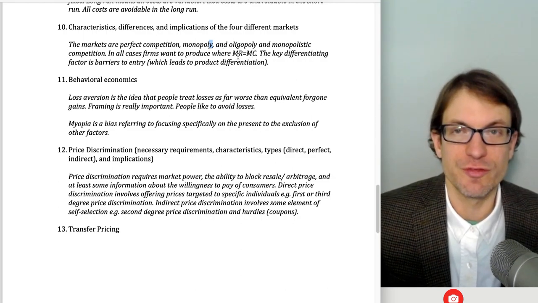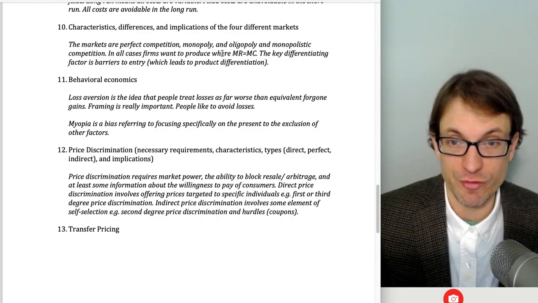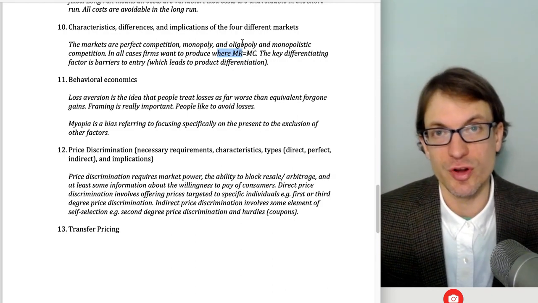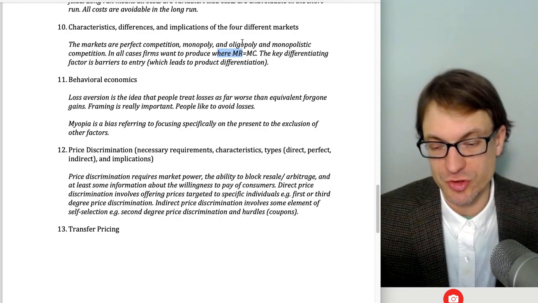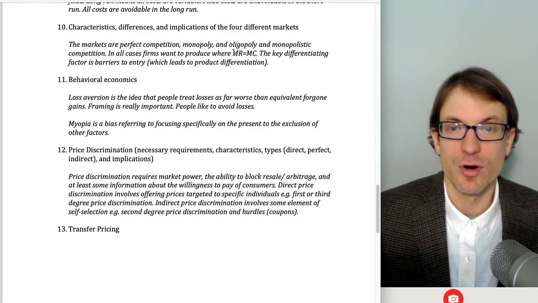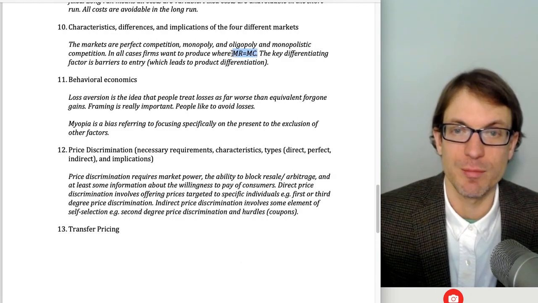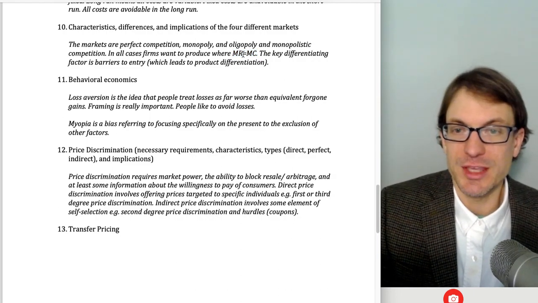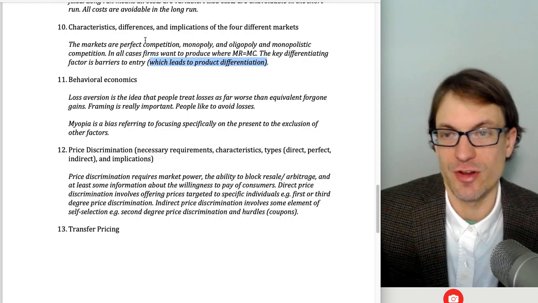In all cases, the firms want to produce where marginal revenue equals marginal cost. For perfect competition, we further get where price equals marginal revenue because each additional unit is sold for exactly the same amount. So the marginal revenue of selling one more unit is just the market price. For all the other firms with market power, marginal revenue equals marginal cost at a point where the price is actually going to be higher than marginal revenue. The key differentiating factor is barriers to entry, which then allows product differentiation.